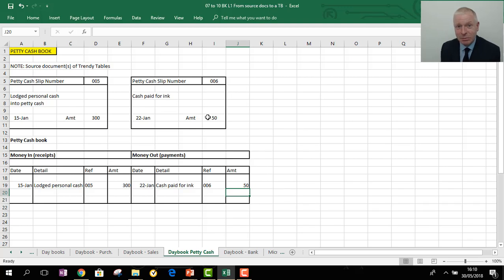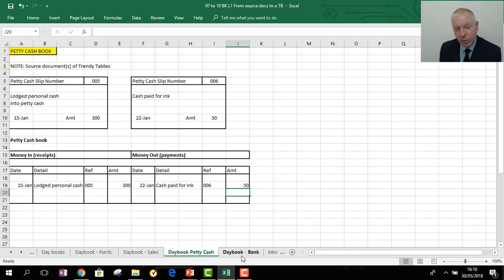You may at some stage in the future, when we get into more detail, look at analyzing out the payment side of it. So that's something we can look at into the future. But here, we're just trying to keep it very, very simple. So that's the petty cash book.